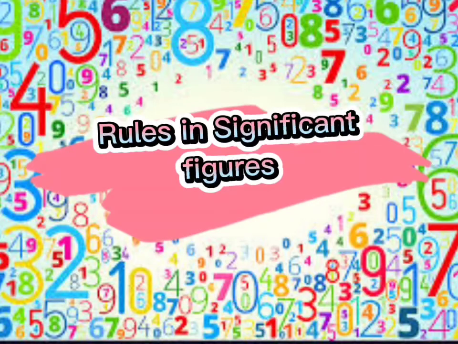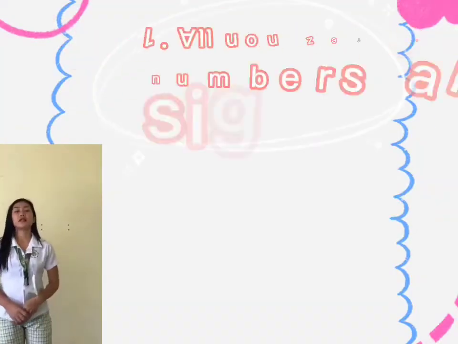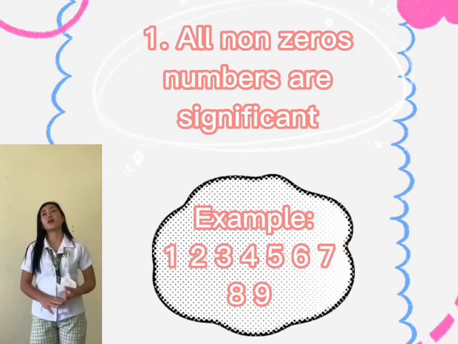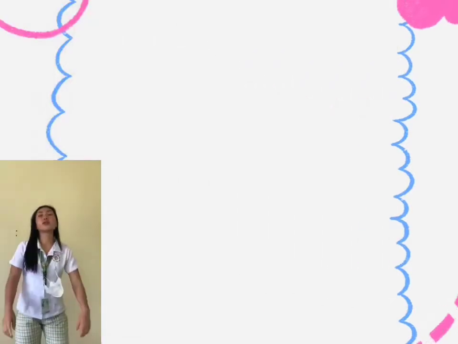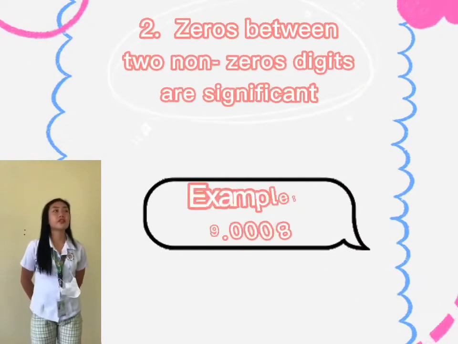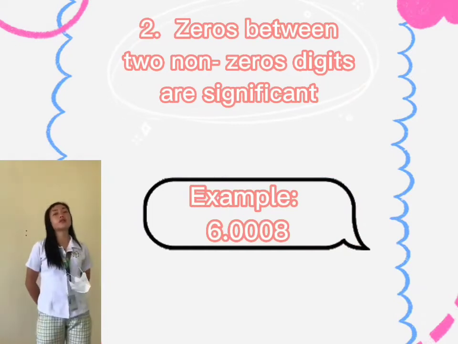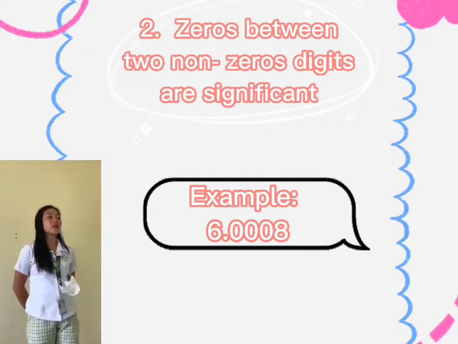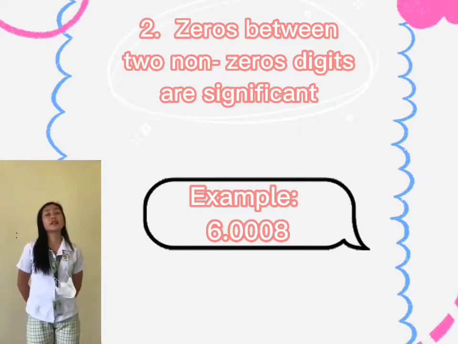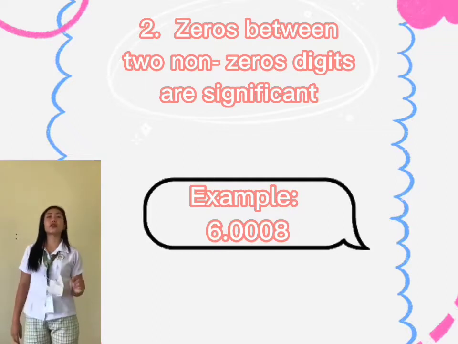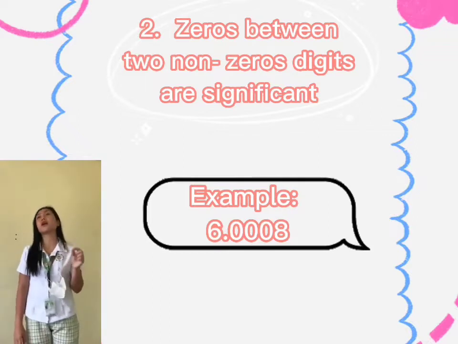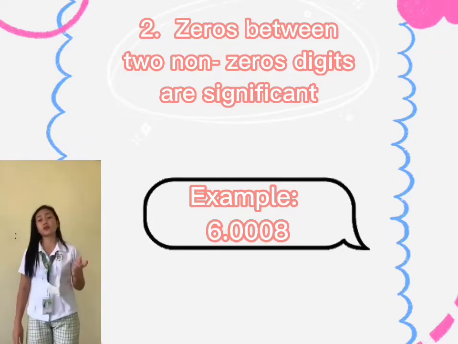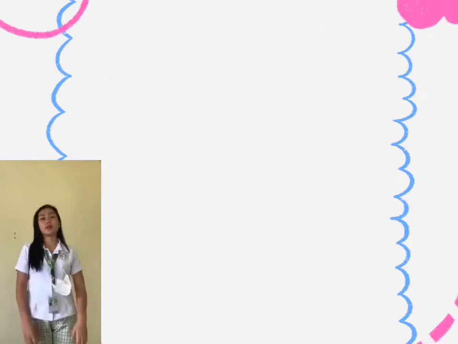There are rules of significant figures. Rule number 1: all non-zeros are significant. For example, 1, 2, 3, 4, 5, 6, and so forth. Rule number 2: zeros in between other digits. For example, 6.003. So the number of significant figures is 4. Why? Because the rule says that zeros between other digits are significant. Between the 6 and the 3 there are 2 zeros, so those are significant.